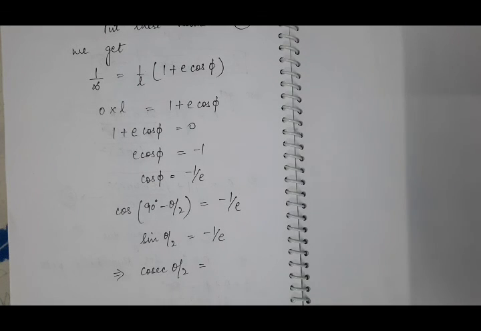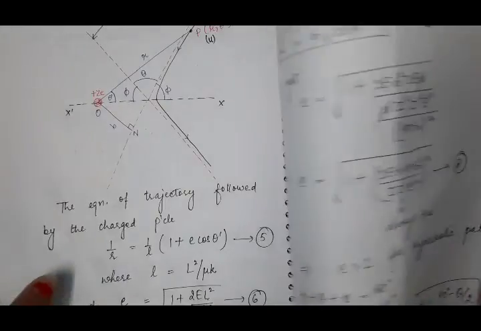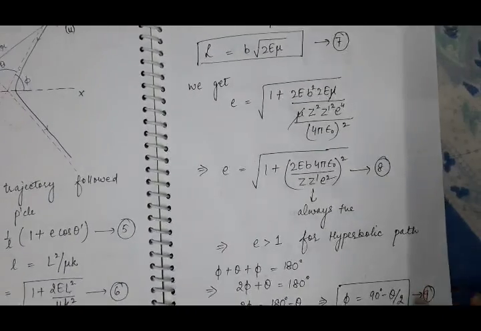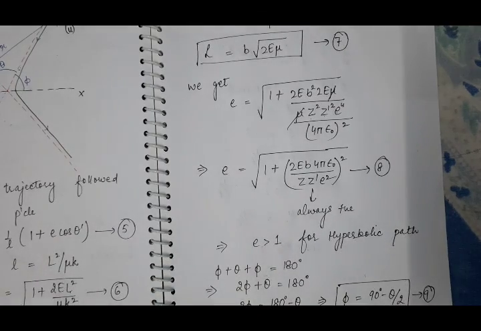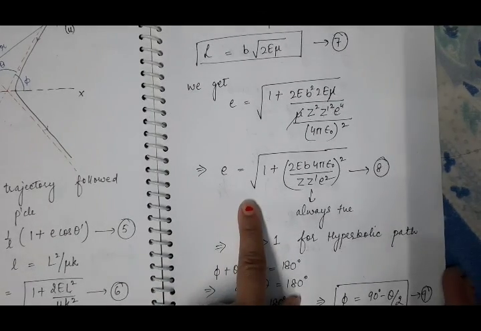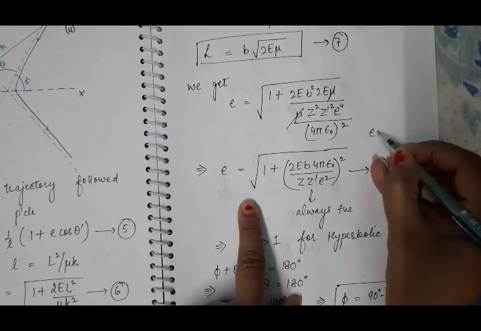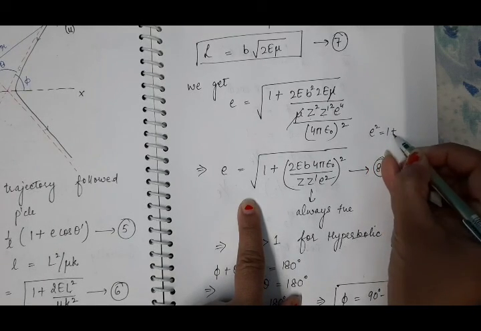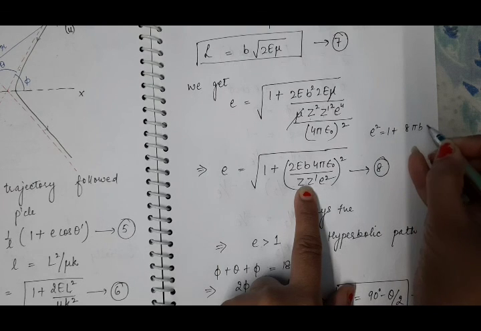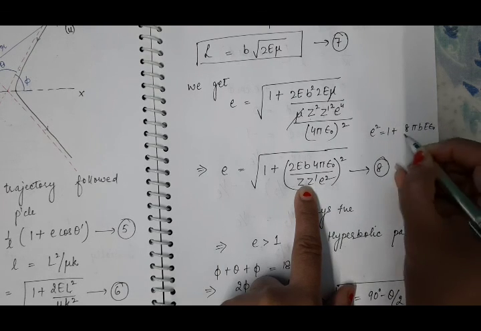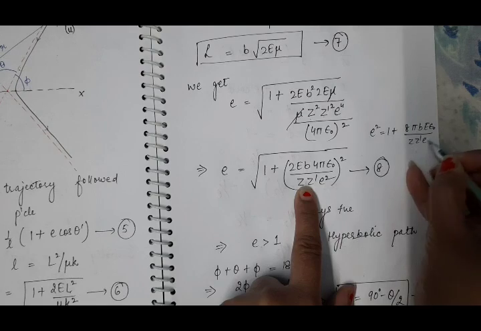And why are we taking this cosecant theta by 2? Because from the equation of eccentricity, equation 8, if you square both sides of this equation, what will you get? E square is equal to 1 plus this term, which is (8 pi b epsilon naught E upon Z dash e square) whole square.